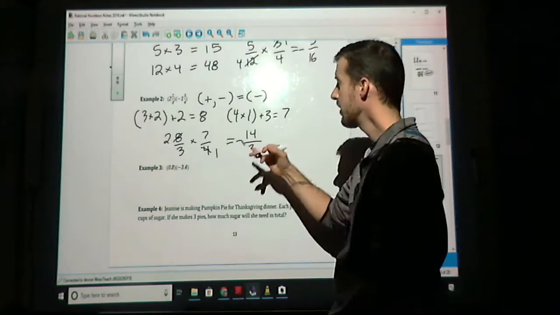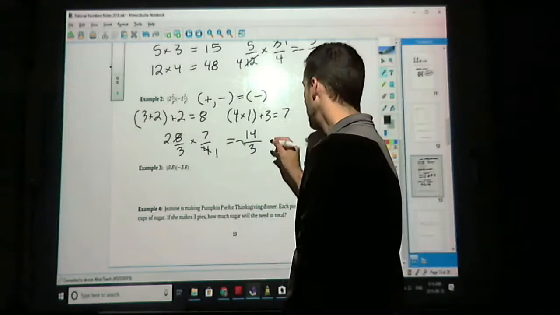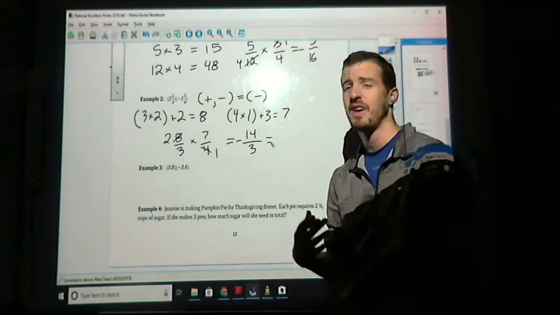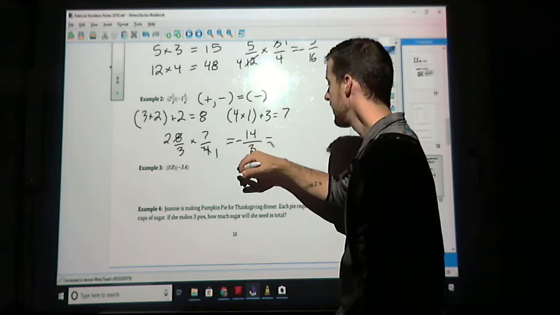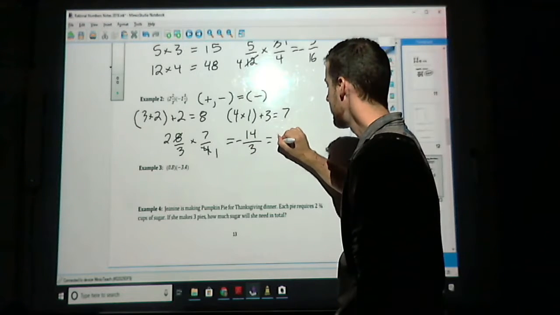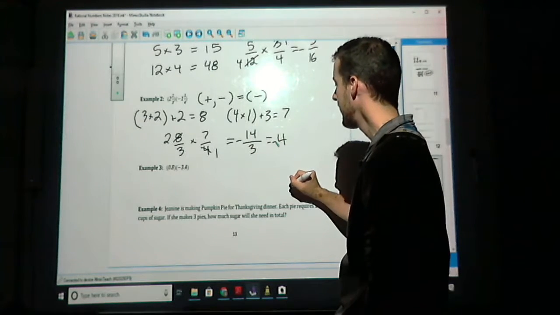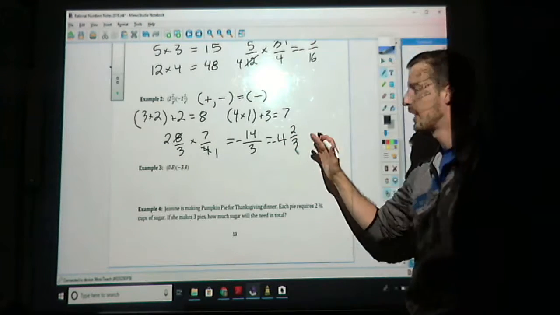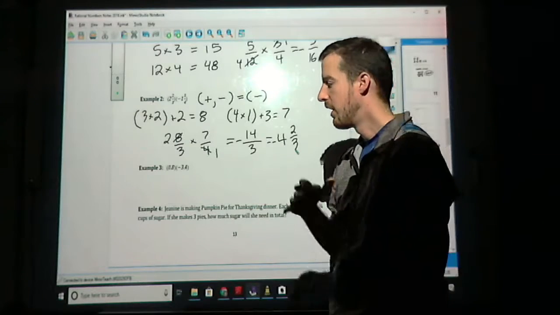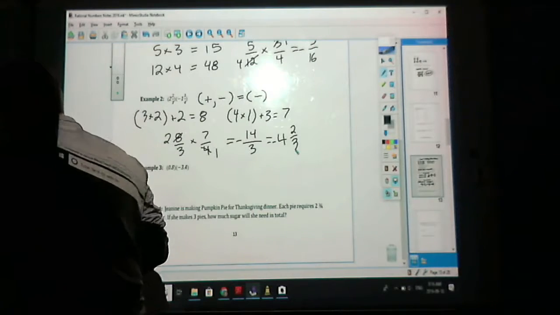The only thing here is we do have to go back to our mixed fraction, because especially if I ask you to simplify it, I expect that to go back to a mixed fraction. So 3 goes into 14 4 times, don't forget your negative, and we're left over with 2 over 3, and it doesn't get any smaller than that. All right, let's move it on.